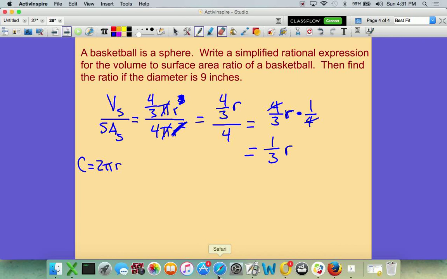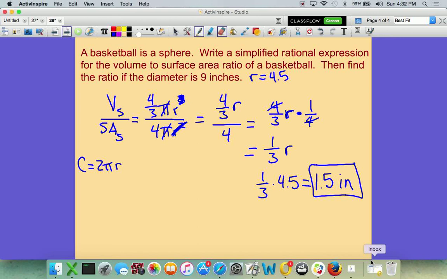And that's it. Then we need to find the ratio if the diameter is 9 inches. Well, the diameter is 9, that means our radius is 4.5 inches. So we just plug that in. For r here, 1/3 times 4.5 gives us 1.5 inches here. And there is our answer.